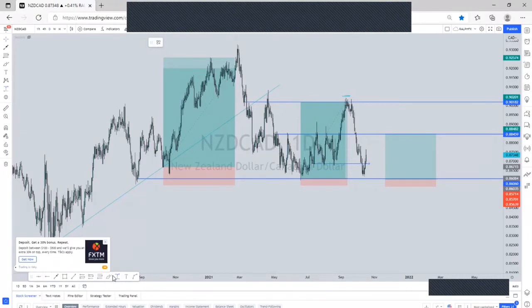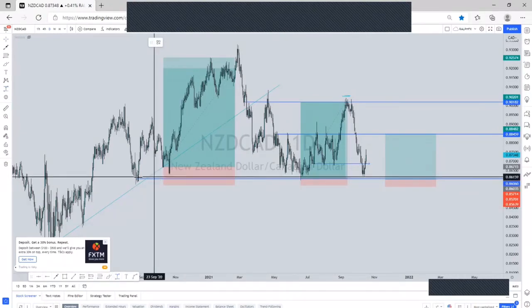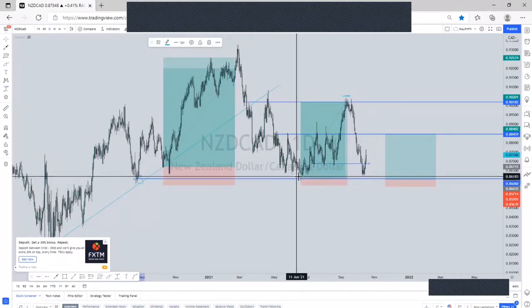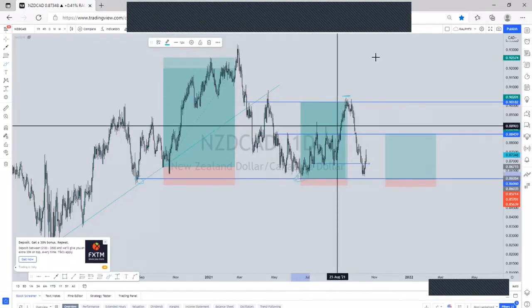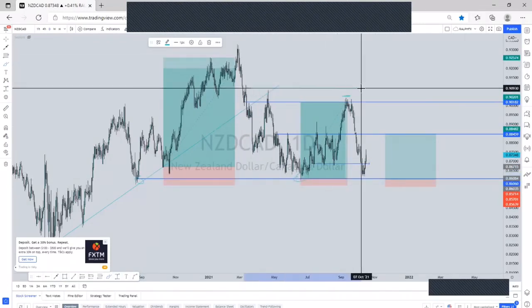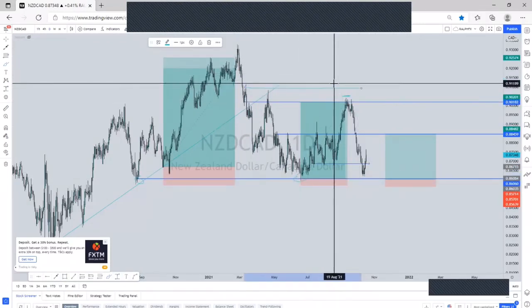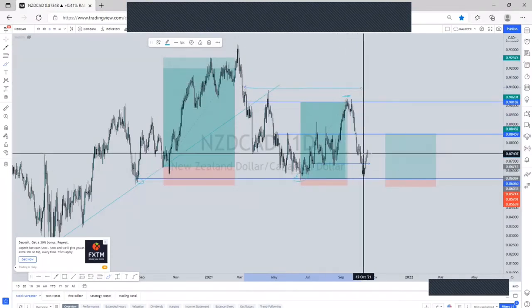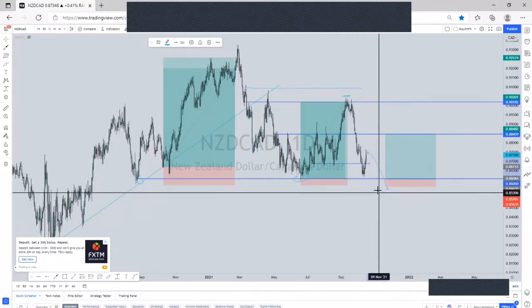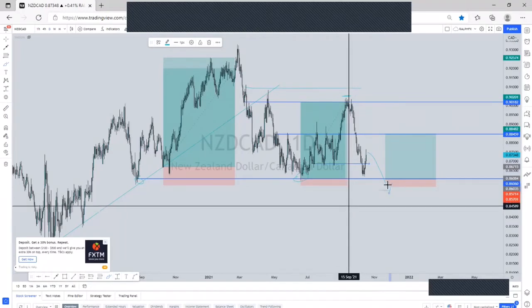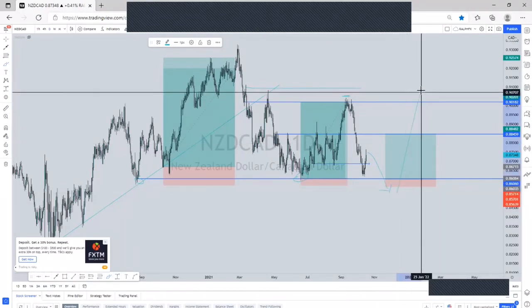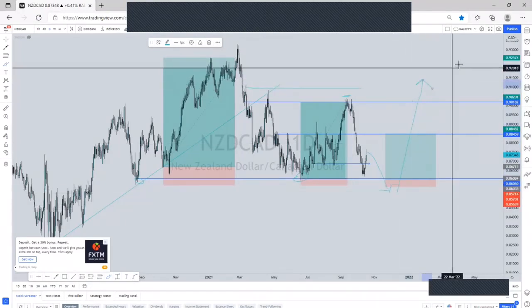So seeing as this level of demand doesn't seem to want to switch the trend to a bullish trend, then the liquidity below here could be sought after to then run price in the opposite direction.